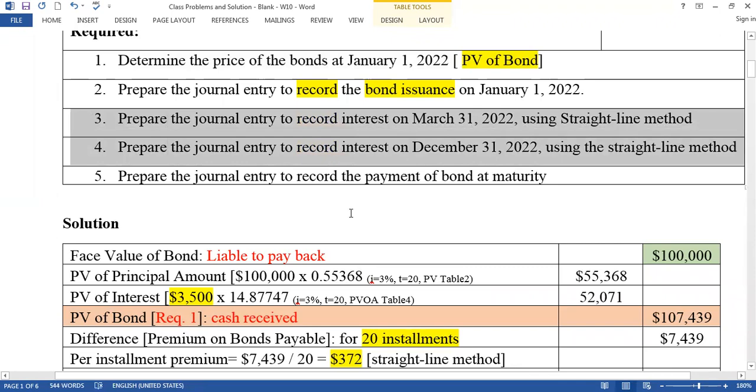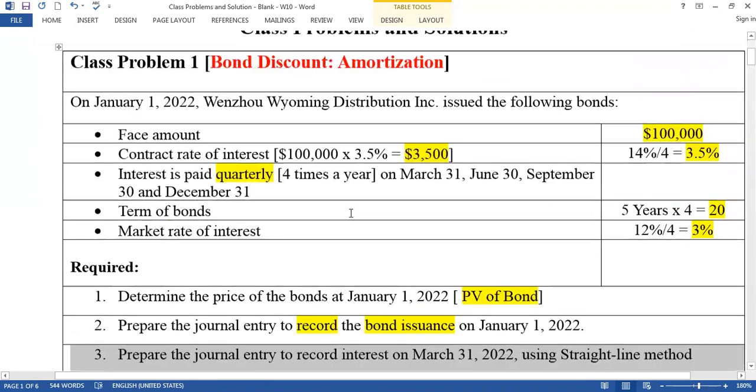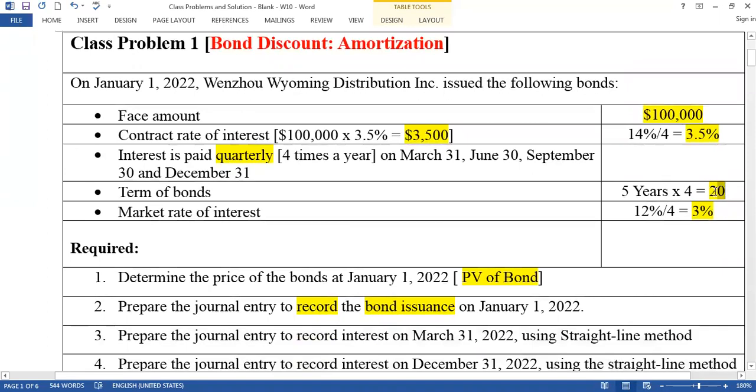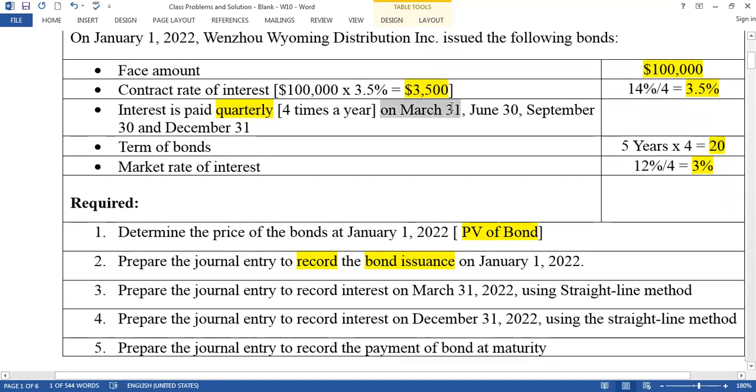For requirements 3 and 4, it is the same journal, because the question said that we have 20 installments for interest, right? So 4 times a year, you are going to pay interest 4 times. Within 5 years, you are going to pay interest 20 times, right? So for these 20 times, the journal entries are the same. The question said there is no need to record the journal entry 20 times, only record the journal entry for March 31st and December 31st of year 1.